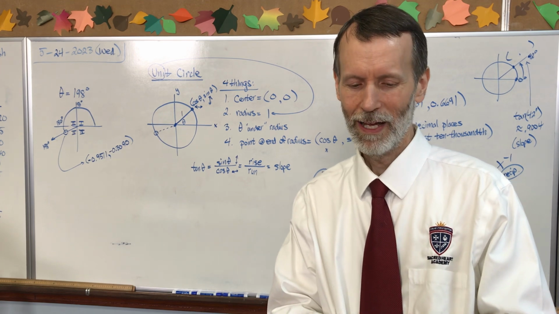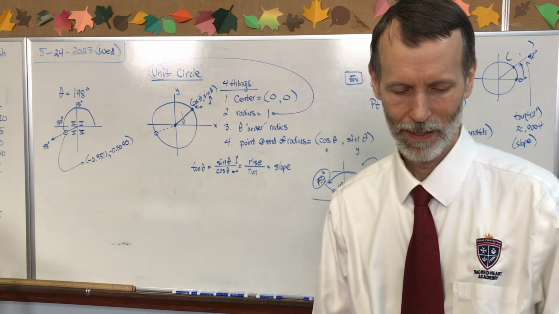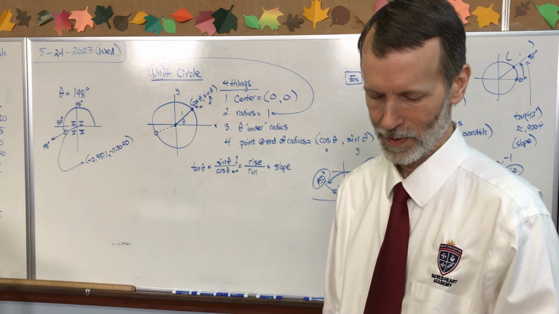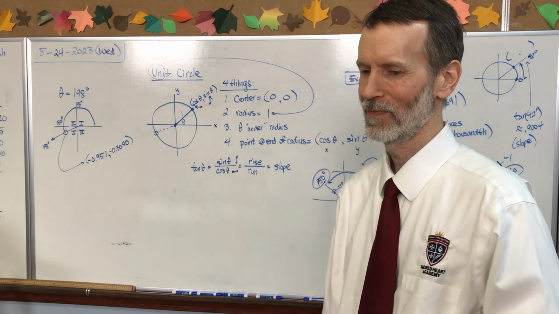So hit the reciprocal key, X to the negative 1. Hit enter. Negative 1.557. That's the answer for number 10. Does that make sense?